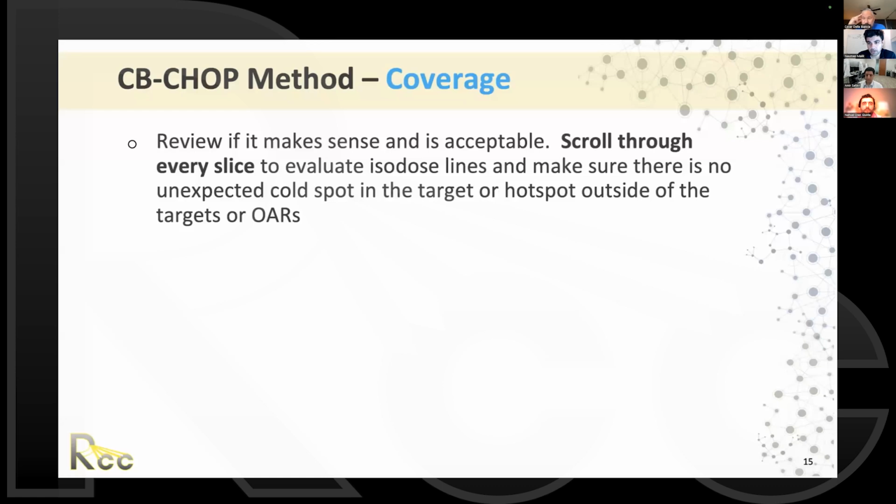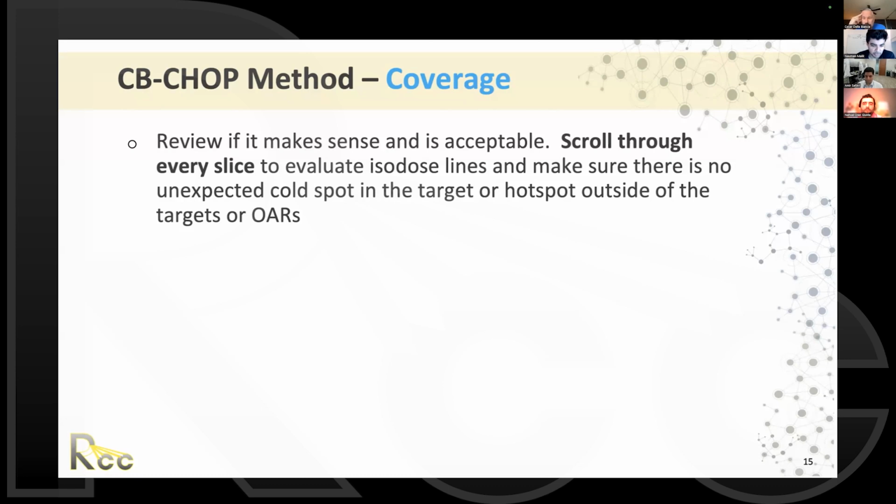If it's trying really hard to avoid certain OARs and pushing the dose in certain directions, you can visually look at the isodose lines and be able to tell where the optimizer is struggling. How can this plan be created in a different way to push dose in a different direction? Because ultimately the dose always has to go somewhere. The hot spots always have to go somewhere. The cold spots always have to go somewhere.